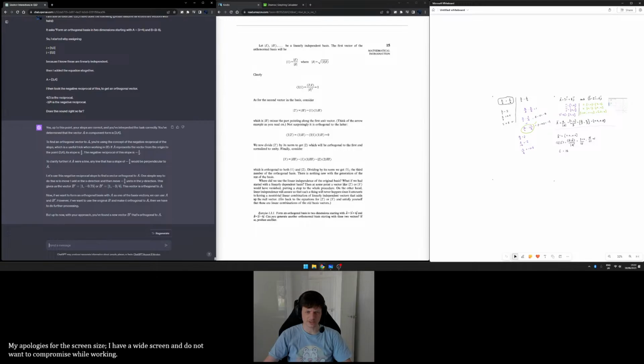So is this the next part then? Can you generate another orthonormal basis? No, it's not. This gives us the vector 1, negative, or B equals 1, 3. This vector is orthogonal to A.